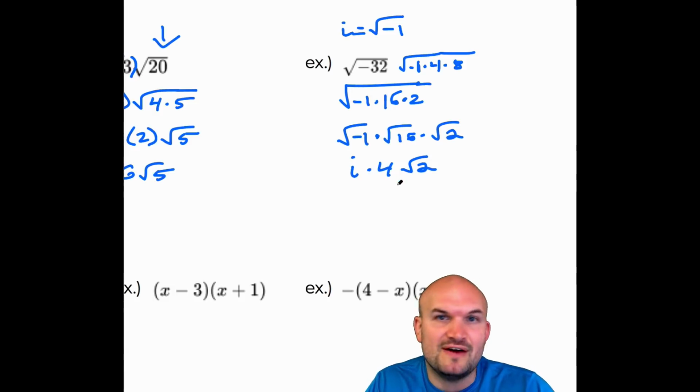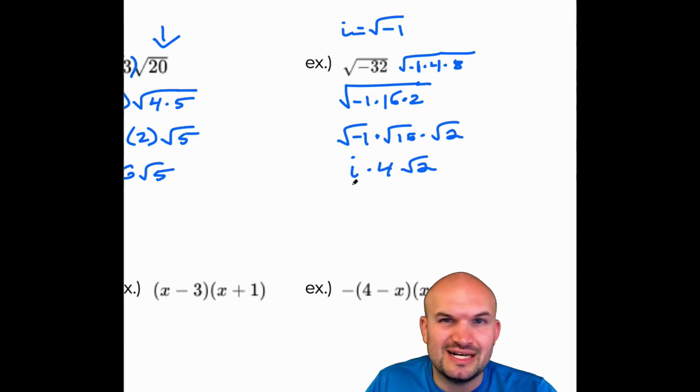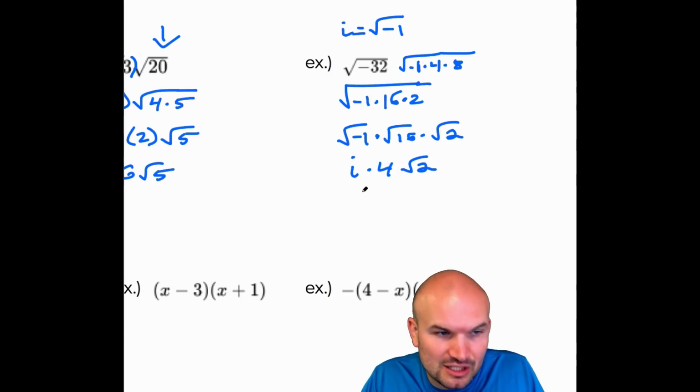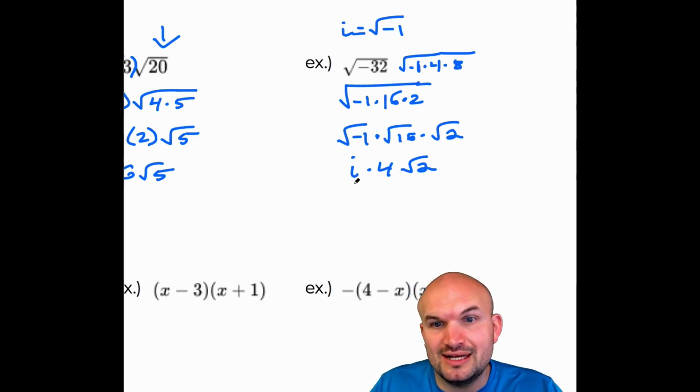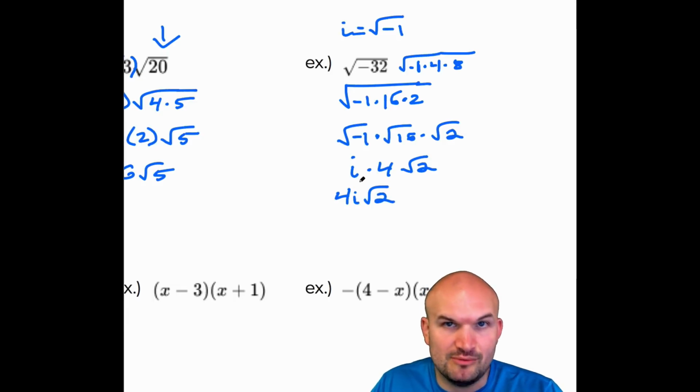Now, that is perfectly fine. That's not really our preferred way to write the answer. Usually, since i is not technically a real number, we kind of treat it like a variable in the sense that we prefer to write this like 4i times the square root of 2. And again, it's still multiplication. It doesn't really matter, 2 times 3 or 3 times 2. Just write it that way.